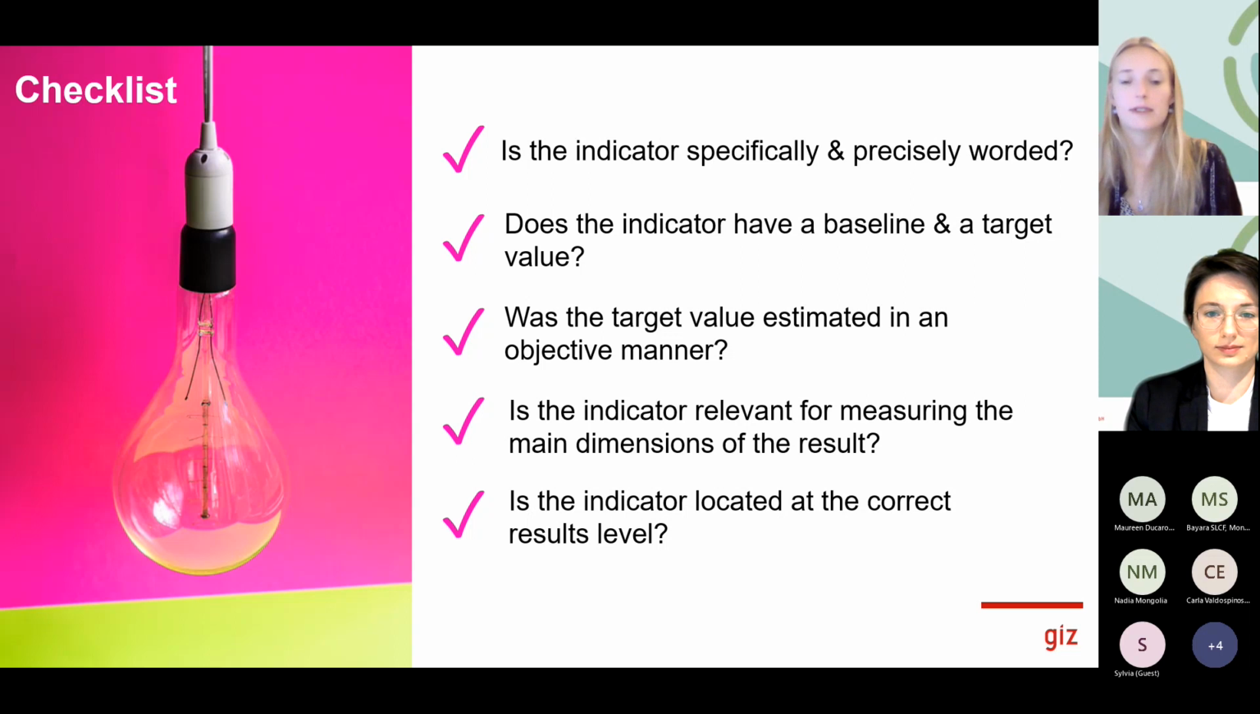But first, always take care to ensure that an indicator is neither multi-level nor multi-dimensional. Did you include a sample size when you use percentages or relative numbers? Is the effort involved in examining the measured values reasonable in relation to the relevance of the indicator and the overall budget of the project? Take care that the indicator is realistic, and was the target value to be achieved estimated in an objective manner? And also, is the indicator relevant for measuring the main dimensions of the results, and is it on the correct results level?